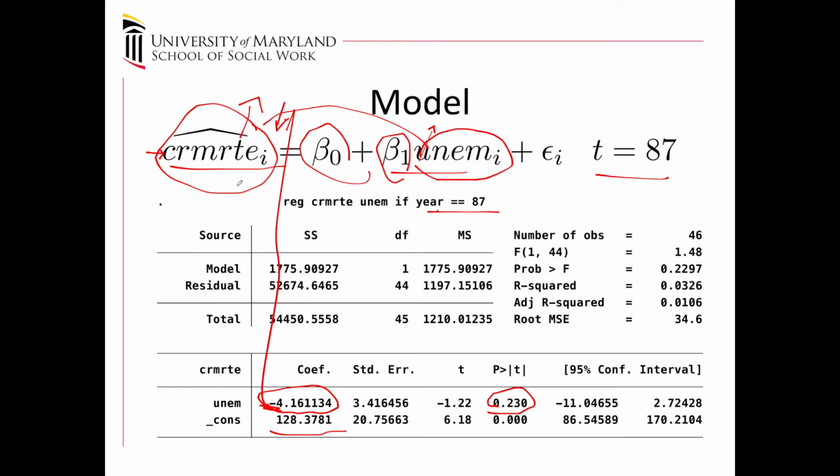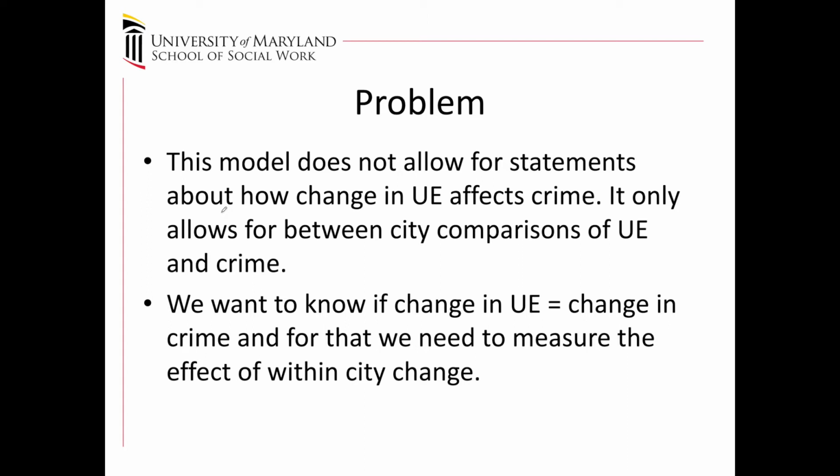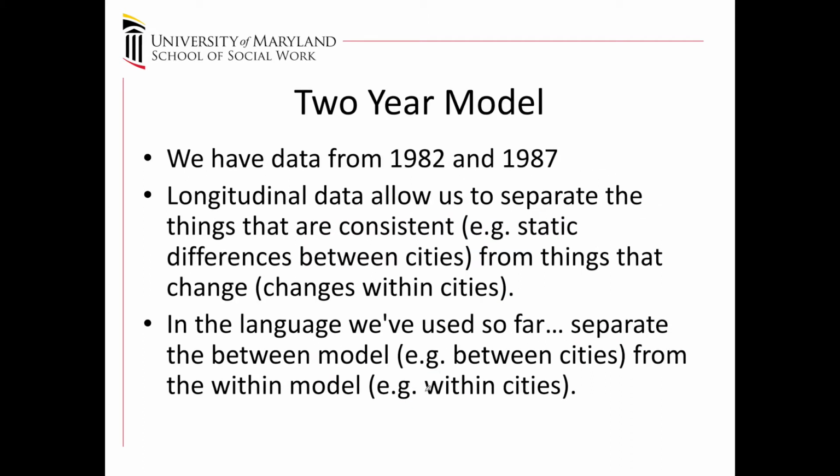And so that's a question we're going to need longitudinal data for. And fortunately, we have longitudinal data. So obviously, this model does not allow for statements about change in how unemployment affects crime. It only allows for comparisons between cities. What we want to know is the change piece. Does change in unemployment affect change in crime? And so in order to do that, we need to identify the within-city change and compare that within-city change between cities. But it's the within-city change that we want to compare.